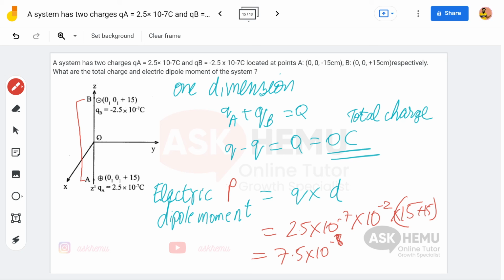And the direction is very simple. Since the direction is positive, it is along the positive z-axis. So the dipole moment is along the positive x-axis. Remember, electric dipole moment is a vector.